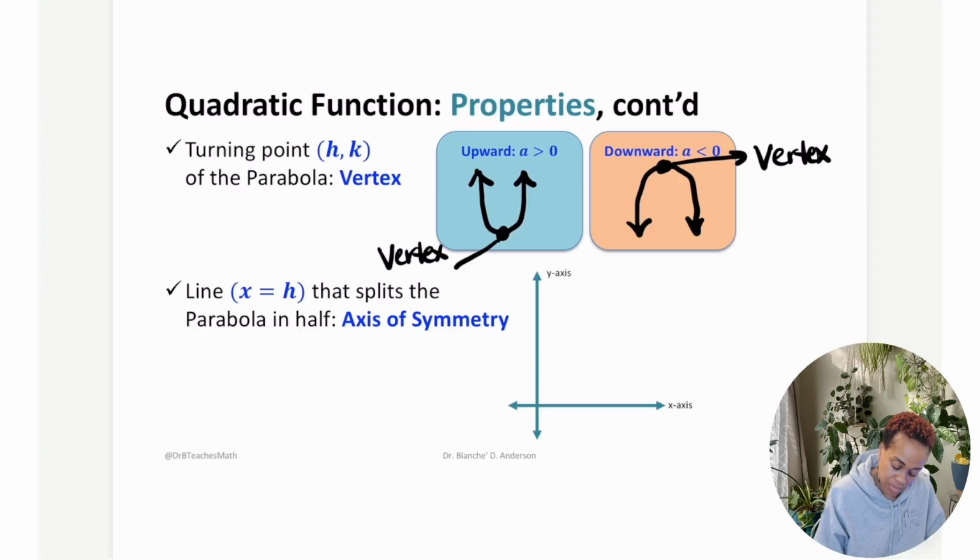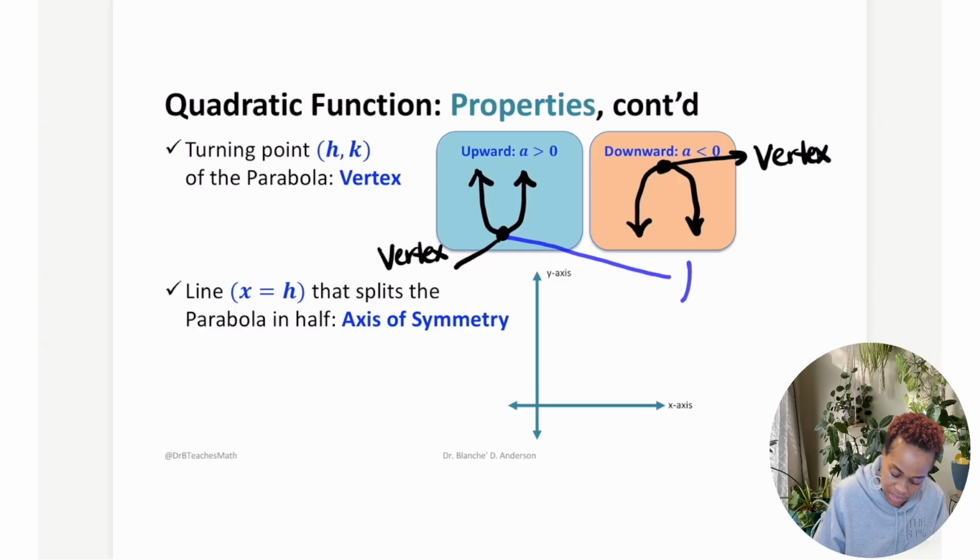So the graph comes down and it changes directions and it goes up. The graph goes up, changes directions, and it goes down. Okay, that is your vertex. And when they talk about the vertex, you're going to see HK. HK, HK. You're like, where does HK come from? And I'll show you on the next slide.